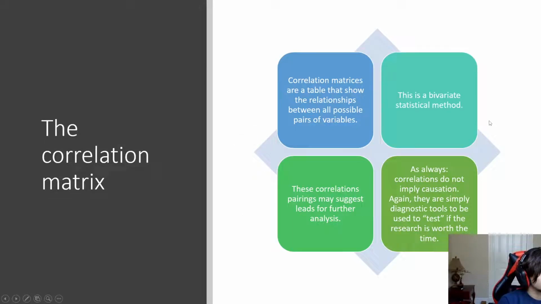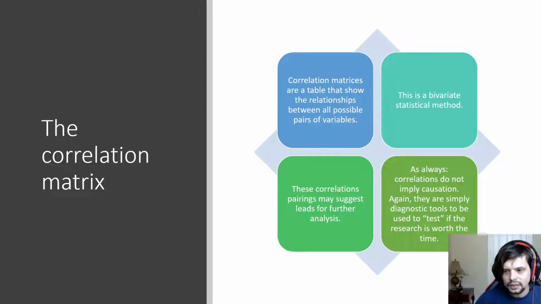A correlation matrix is a table that shows the relationship between all possible pairs of variables. This is bivariate, as I explained, and these correlation pairings may suggest leads for further analysis. Remember, bivariate testing is just kind of like diagnostics. Bivariate testing is diagnostics. And as always, correlations do not imply causation.